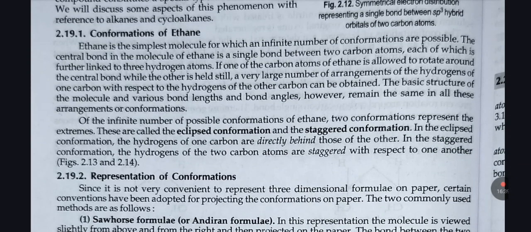The central bond in the molecule of ethane is a single bond between two carbon atoms, each of which is further linked to three hydrogen atoms. If one of the carbon atoms of ethane is allowed to rotate around the central bond while the other is held still, a very large number of arrangements of the hydrogens of one carbon with respect to the hydrogens of the other carbon can be obtained. The basic structure of the molecule and the various bond lengths and bond angles, however, remain the same in all these arrangements or conformations.